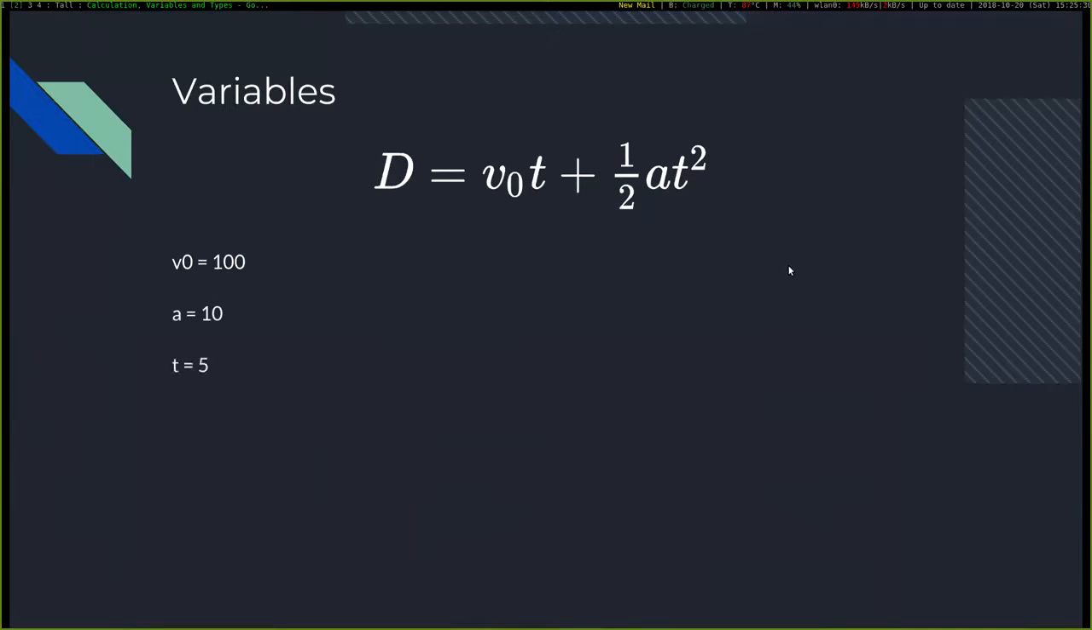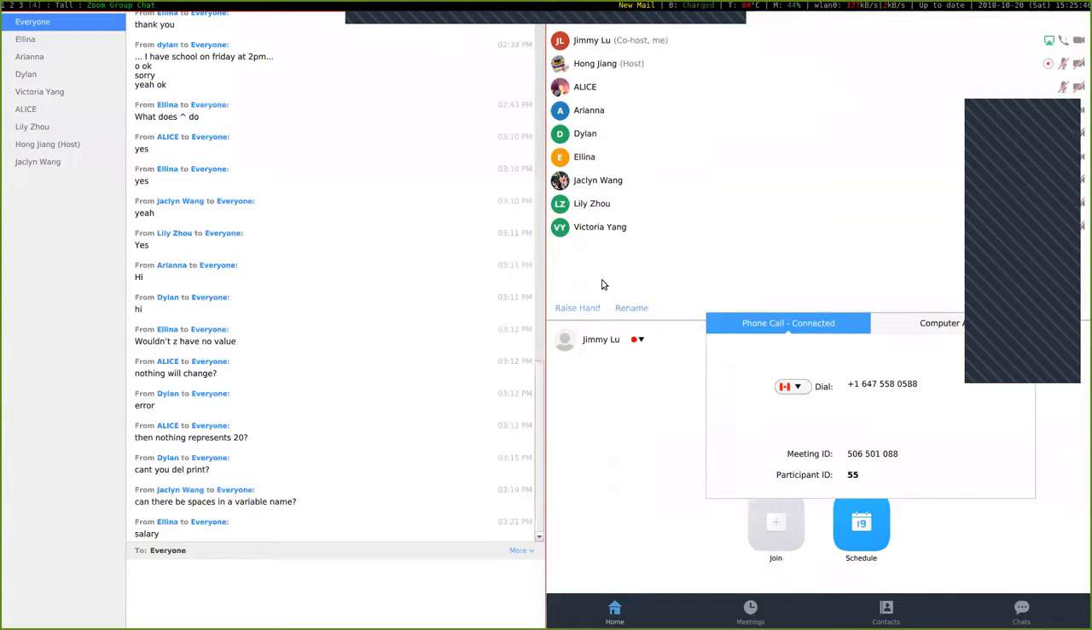So try to write a program in your IDLE to calculate it, where V0 equals 100, A equals 10, and T equals 5. Try to calculate what D is. I'll give you guys some time, and you can type out the results in the chat, paste back once you've done it.